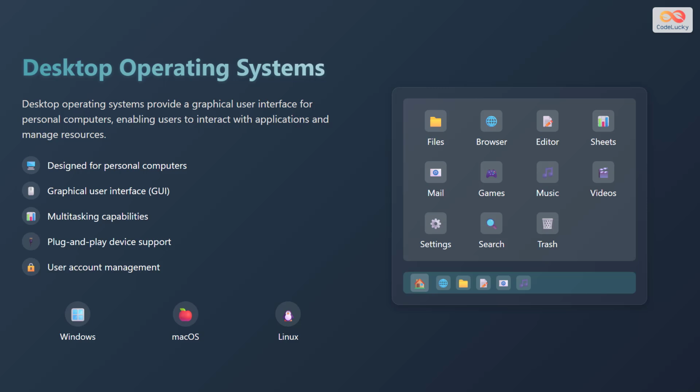Desktop operating systems are characterized by their multitasking capabilities, allowing you to run multiple applications at the same time, such as a web browser, a word processor, and a music player. They also support plug-and-play devices, making it simple to connect and use peripherals like printers, cameras, and external hard drives. User account management is another key feature, allowing multiple users to securely share the same computer.